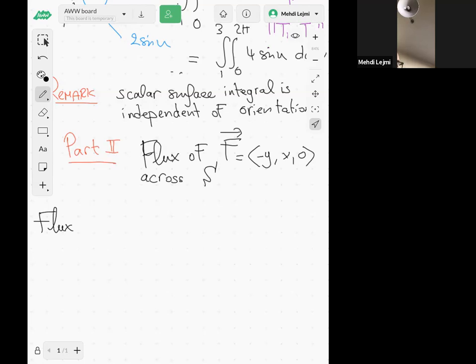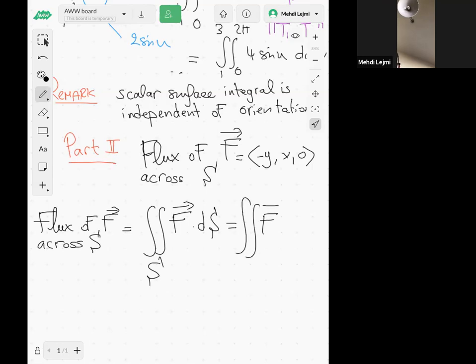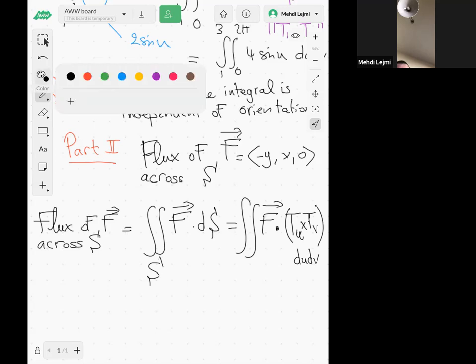So the flux of F across S. This is supposed to be a double integral of the vector field F along S. Okay, now what's the formula for this? This is defined as the double integral of F, not cross product, but scalar product, sorry, with Tu cross Tv du dv. Okay, so this is a scalar.